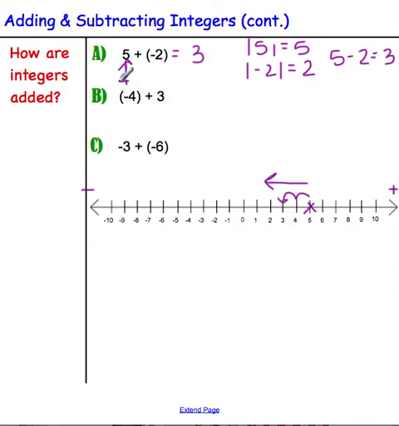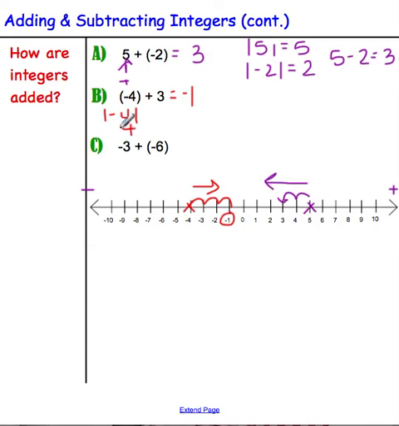Now looking at the next one, negative 4 plus 3. I like using the number line. I would start at negative 4. I move to the right because 3 is positive, and I move right 3, going 1, 2, 3. Therefore making negative 1 my answer, because the absolute value of negative 4 is 4.